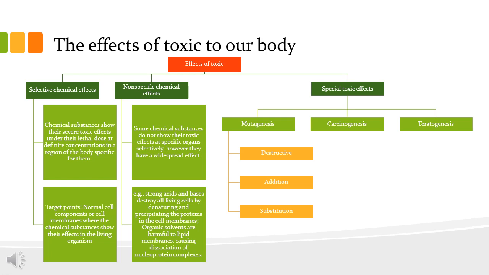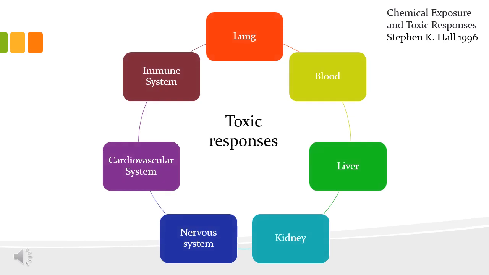For the special toxic effect, it can be divided into mutagenesis, carcinogenesis, and teratogenesis. Mutagenesis is the alteration of DNA structure, which can be divided into destructive addition and substitution of DNA. Next, I will present about the toxic responses in our body system and organs.